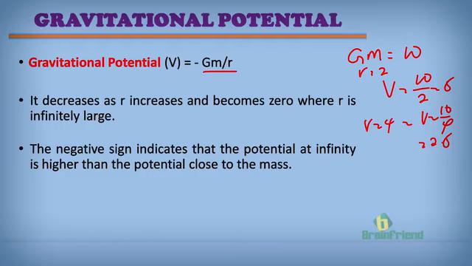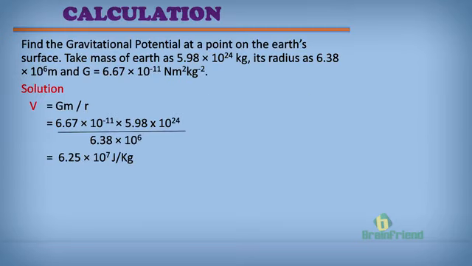The negative sign you see here, minus Gm over R, is just an indication that the potential at infinity is higher than the potential close to the mass. The farther it is, the more you have it. As you come closer to it, the potential decreases. And that is why a negative value is assigned to it.